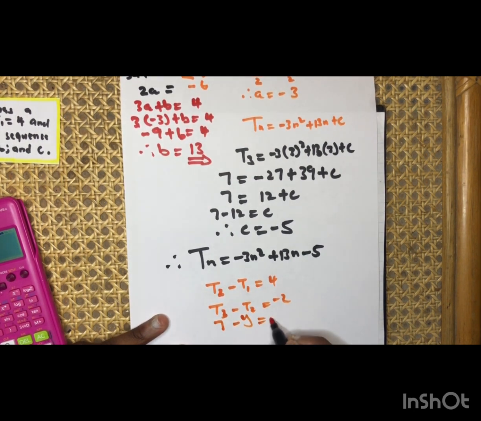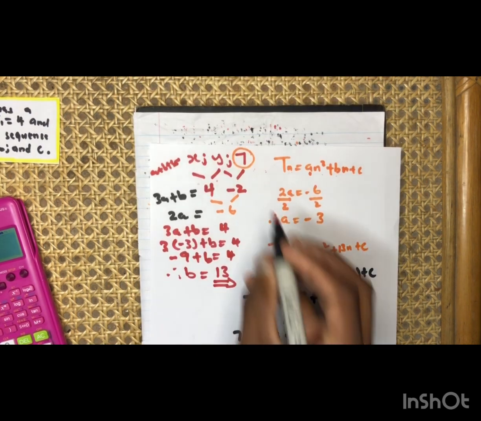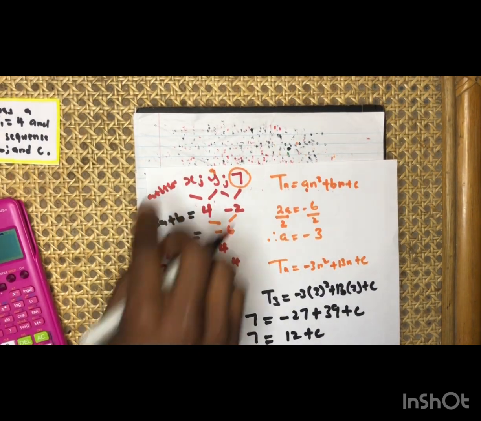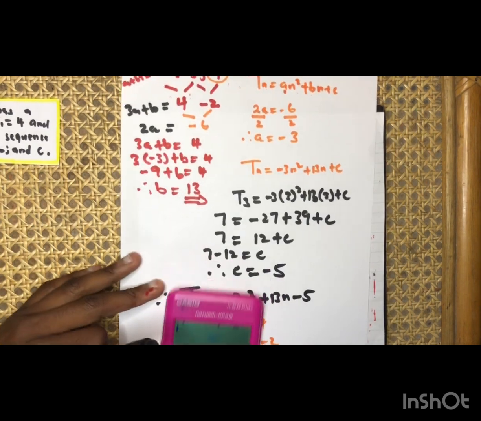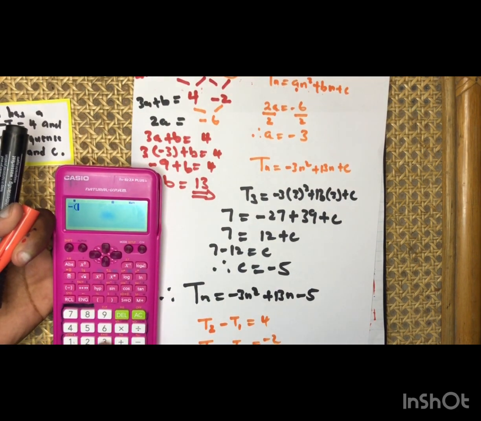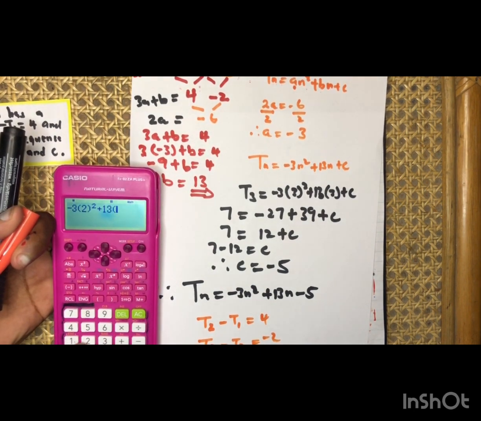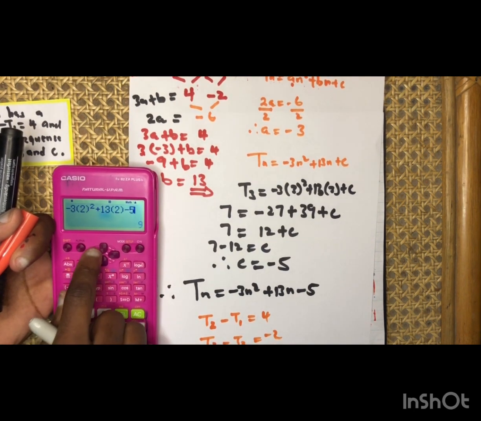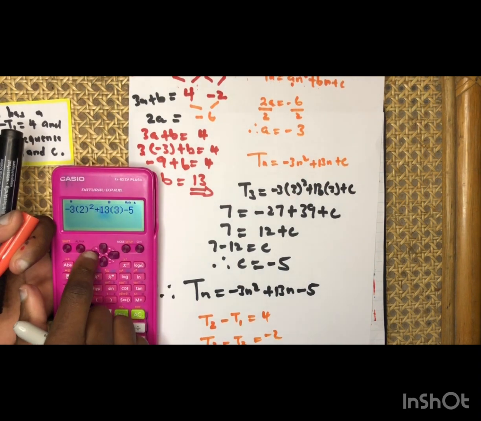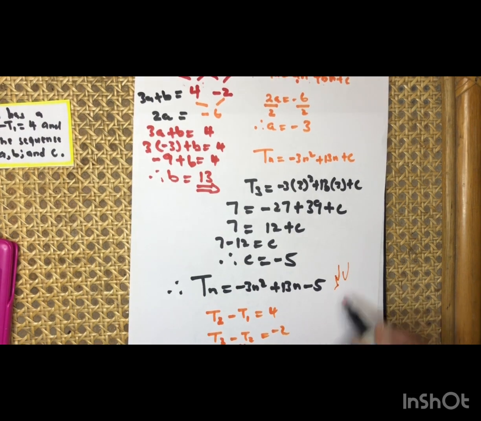We treat it as y. So which means in this case, your y was 9. Positive 9. So here, guys, we have 9. So which means we can check T2 to see if we get 9 using this formula. So if I say minus 3 into 2 squared plus 13 into 2 minus 5, then it's 9. If you see, guys, let's say 3. That's 7. So this general formula, guys, is correct.